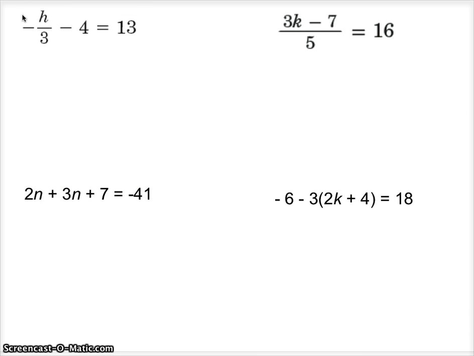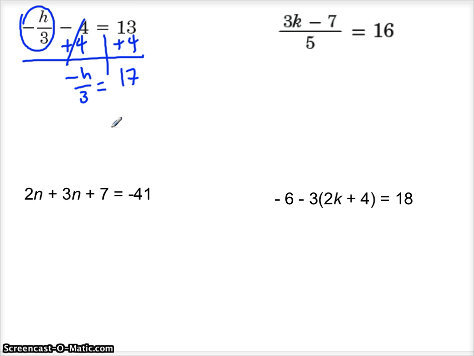All right, so in this example right here, negative h divided by 3, that's your variable term. So we want to get rid of minus 4. Opposite of minus 4 is plus 4. Add that to both sides. 13 plus 4 is 17. So you have negative h divided by 3 equals 17.